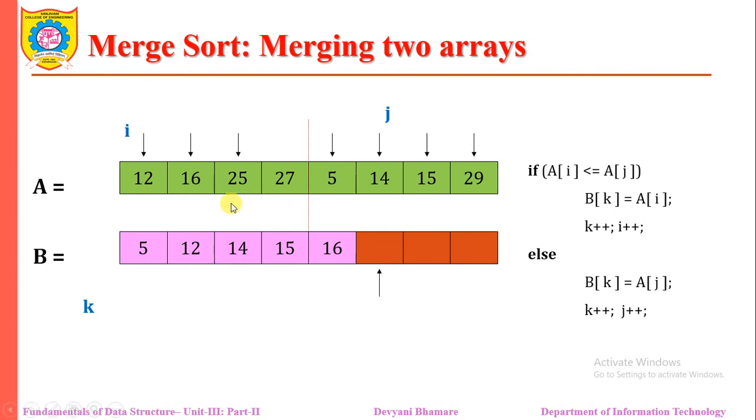Now 25 and 29 are compared. So that's why 25 is copied, and k is increased and I is increased. Now I is pointing to 27 and j is pointing to the 29 element. So here the 27 element is copied. Now A of I has been copied into B of k.